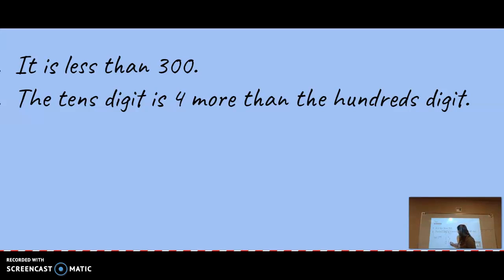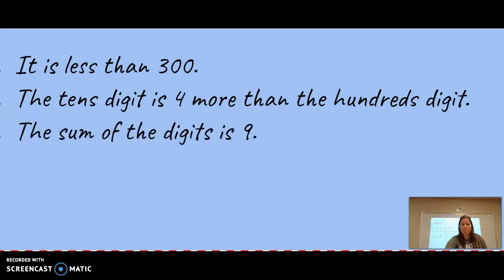All right, so we know our number right now, I hope you can see that on the board, what I'm writing. We know that our number has to be 150 something. It has to be 260 something. We don't know what those are yet. We're going to go to our next clue and see if that can help us. Ooh, this is a good one. It says the sum of the digits is 9.